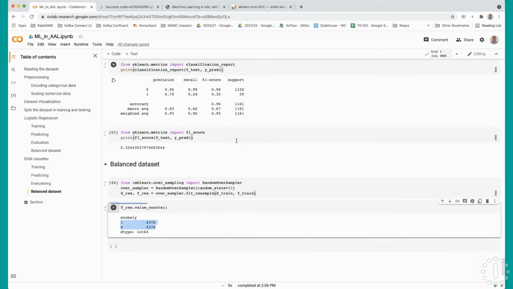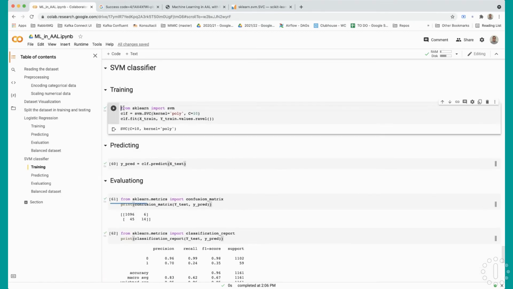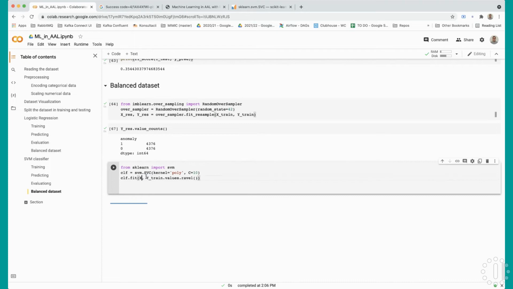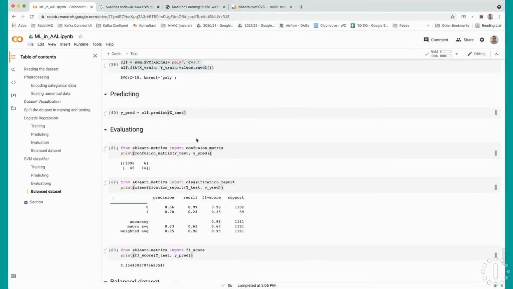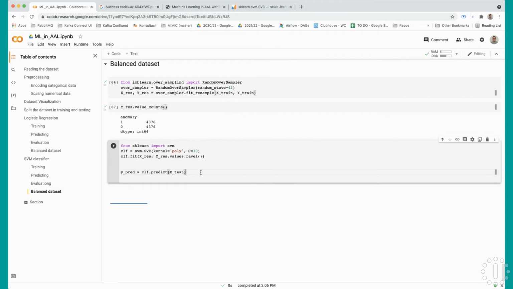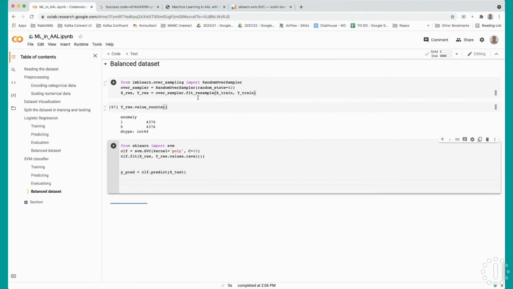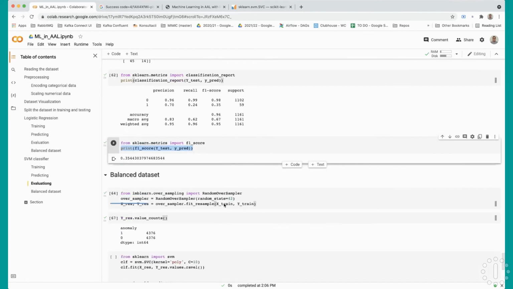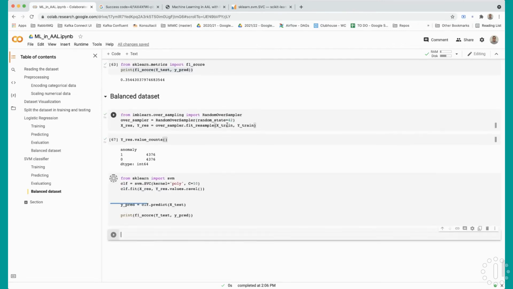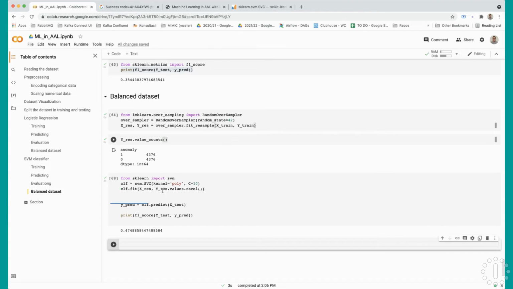So let's try the algorithm again. I will just copy from above and see if I'm going to get an improvement. So now instead of x train, this will be xres. Here it will be yres, and then we'll predict x test again, the testing values, and let's just print the F score after having this. That's the most relevant metric that we could have. So let's see what will happen. We got a slight improvement.